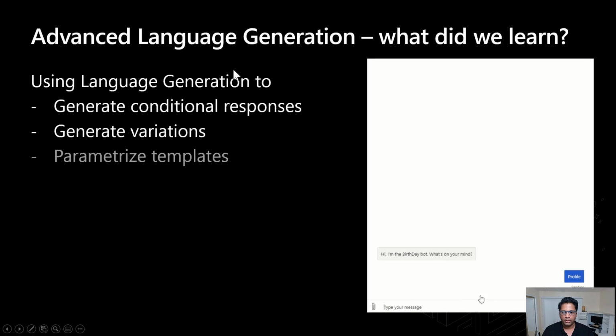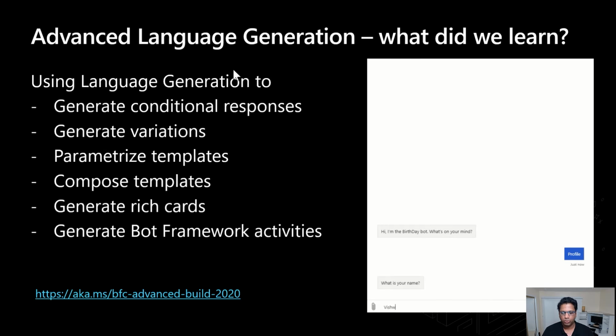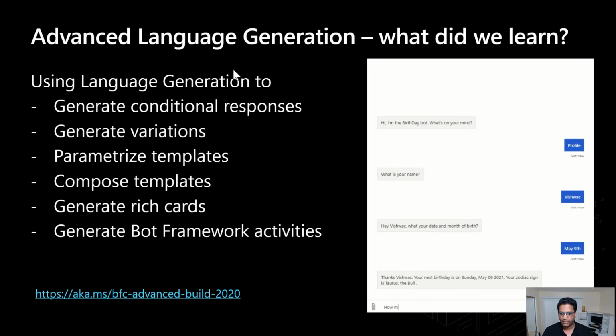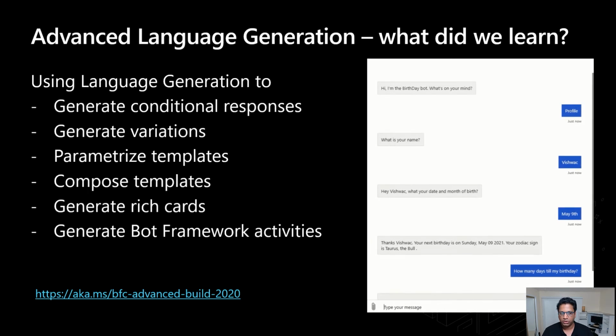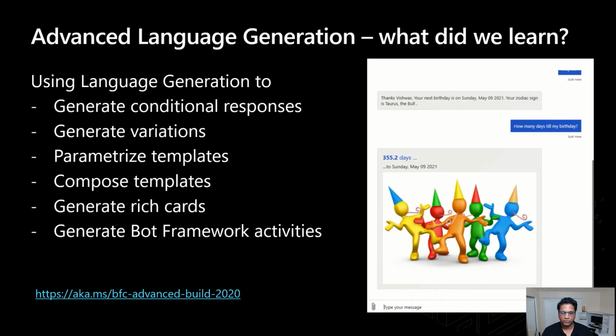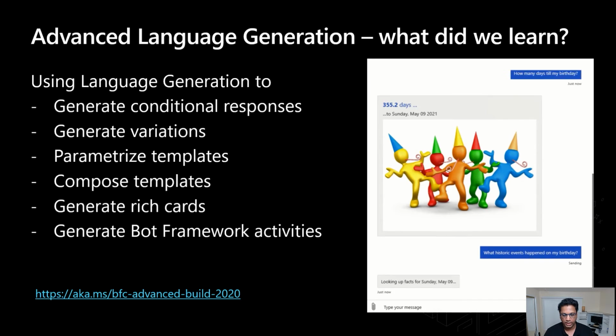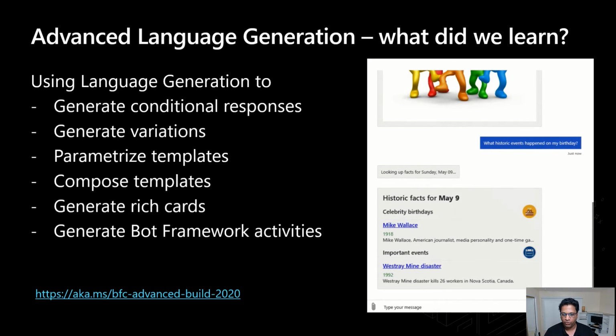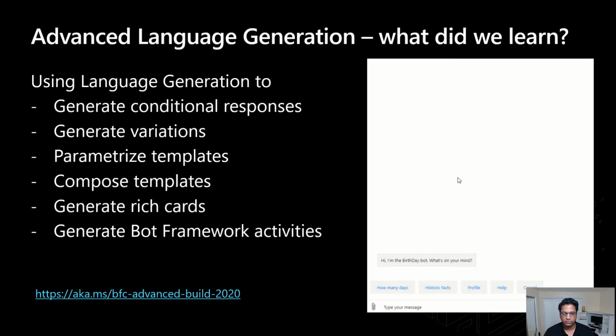So what did we learn about language generation? With Bot Framework Composer and language generation, you can start simple and then layer in sophistication. You can start with very simple textual responses, but then use some of the capabilities like conditional response generation, as well as the ability to generate variations. Finally, you can use some of the advanced language generation capabilities to generate rich cards, as well as bot framework activity types.